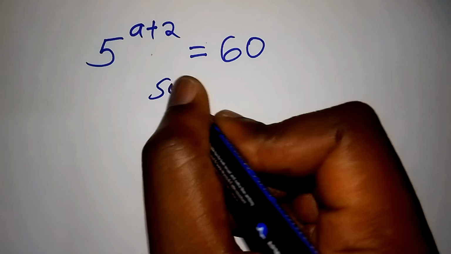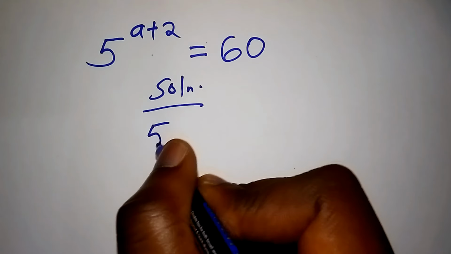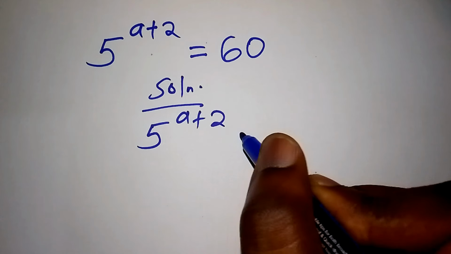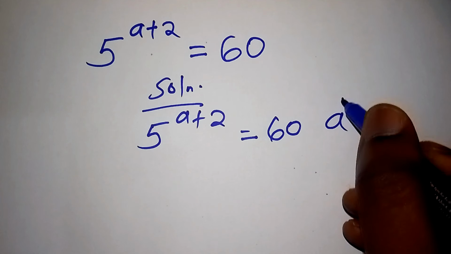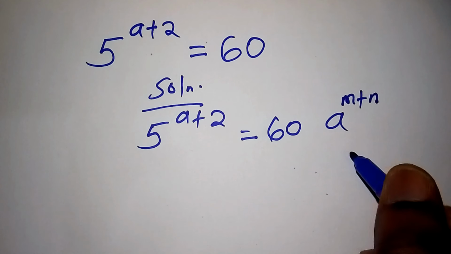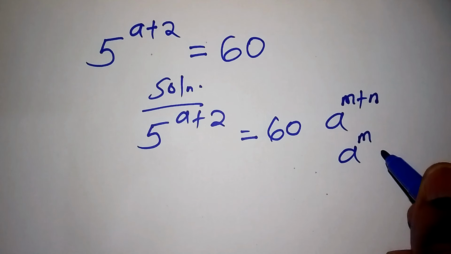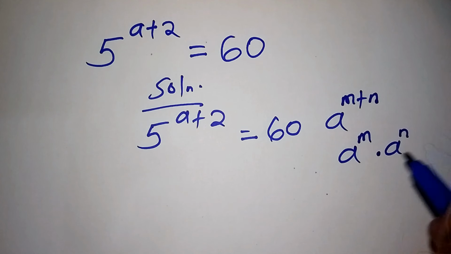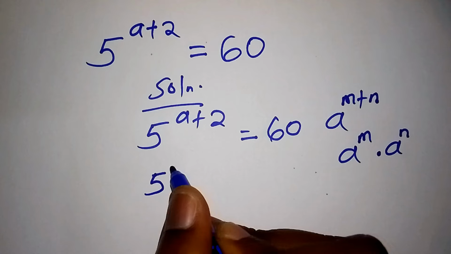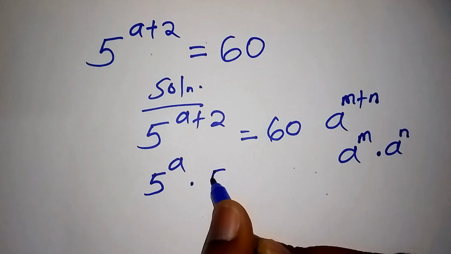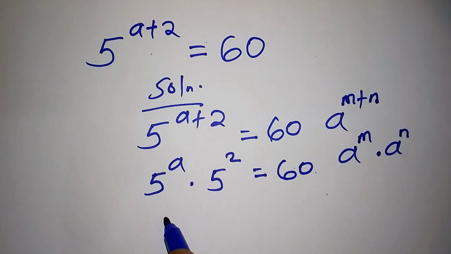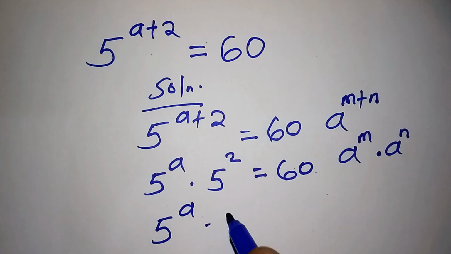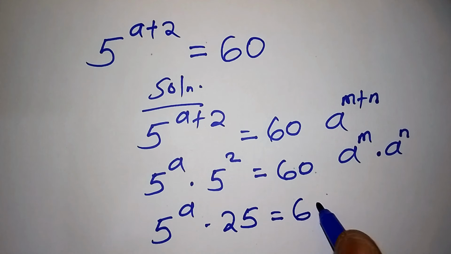So in our solution, this one is what we have: 5 to the power of a plus 2 is equal to 60. We all know that when you have a to the power of m plus n, this can also be written as a to the power of m multiplied by a to the power of n. So now we shall have 5 to the power of a multiplied by 5 to the power of 2 is equal to 60. When you work it out, 5 to the power of 2 is 25, so 5 to the power of a multiplied by 25 is equal to 60.